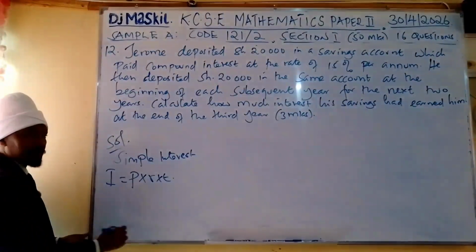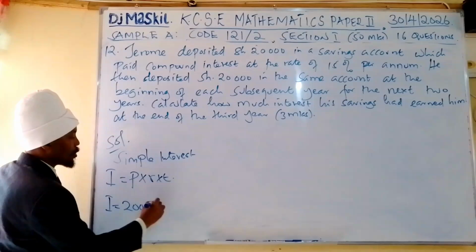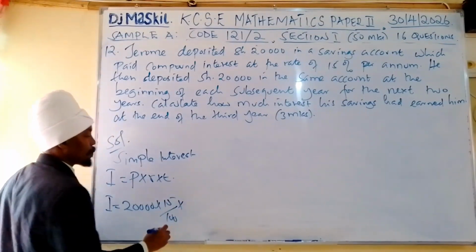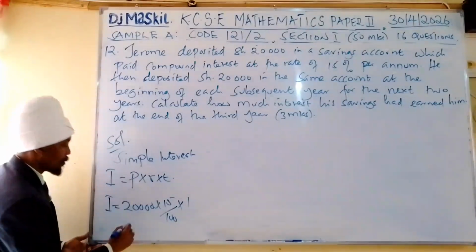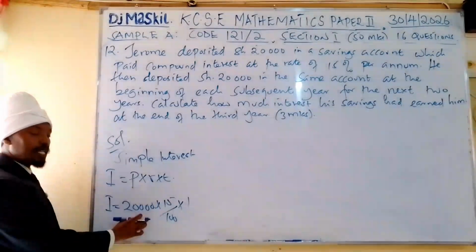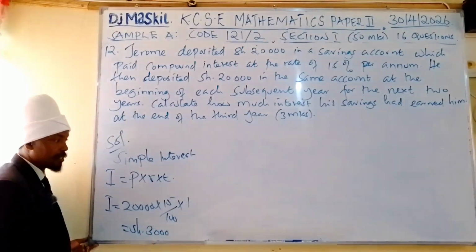Now, for the first year, interest is equal to principal 20,000 multiplied by the rate of 15 over 100 multiplied by time, which is 1. So in the first year, the interest that the 20,000 shillings earned him was 3,000 shillings.